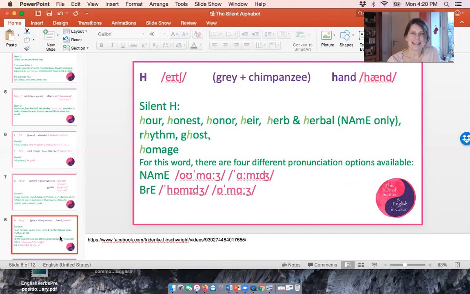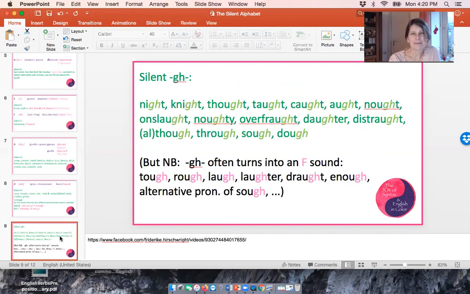Okay, moving on to the next letter. Oh no, not yet, not quite yet. There are a list of words where G and H are mute. Here we go. Night, thought, taught, caught, ought, naughty, onslaught, overwrought, daughter, distraught, although or though, through, thou, and dough. Now, GH can also turn into an F sound. Here are examples. Tough, rough, laugh, laughter, draft, enough. And some people don't pronounce this word sew, they say saf. Both versions are correct.